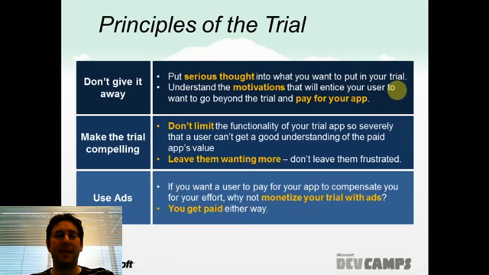The last thing on this slide is making the trial compelling. You've got to find the right balance between limiting the functionality of the app so much that the user can't figure out what the value of the app is, as opposed to giving it all away. The whole idea here is that you want to leave them wanting more. So they say, I love this app, but I wish I could use these filters on this photo cam app, because that's where the real value is. Well, guess what? If you want those filters, then you can buy the app for $4.99 or $2.99 or $1.99, whatever it is that you have.